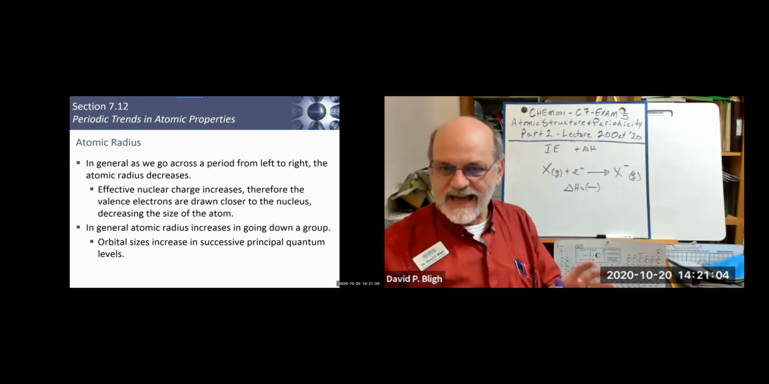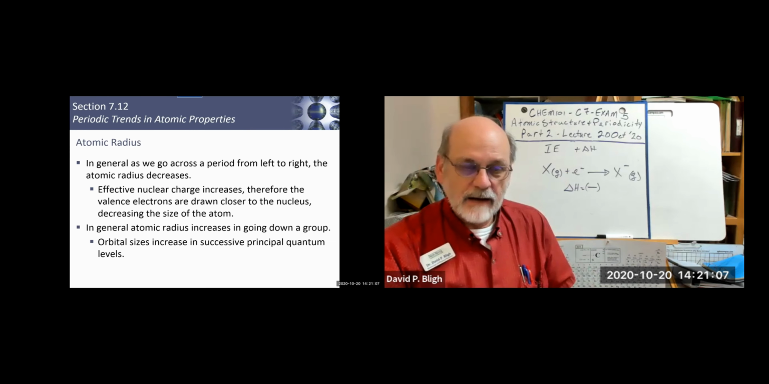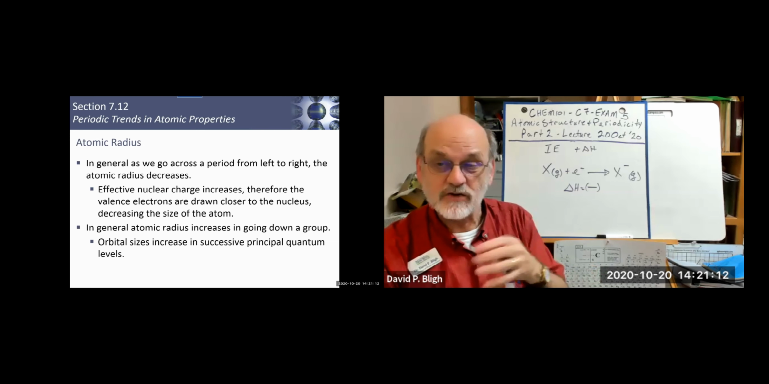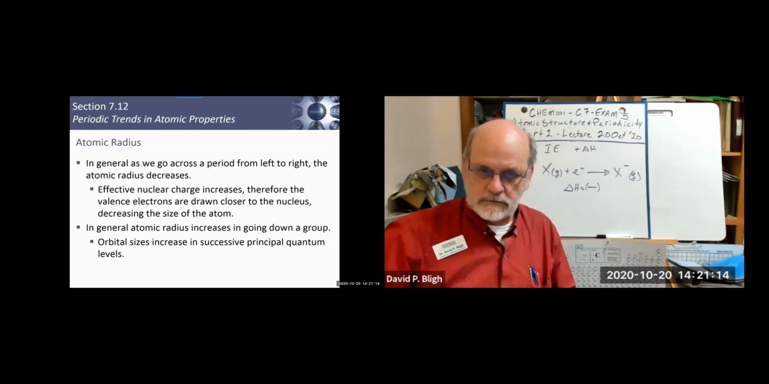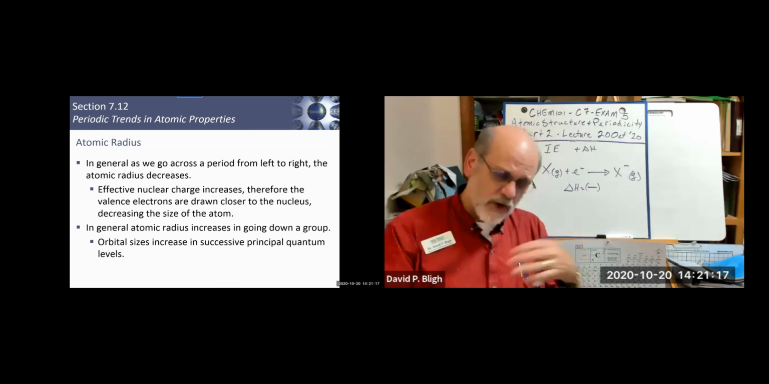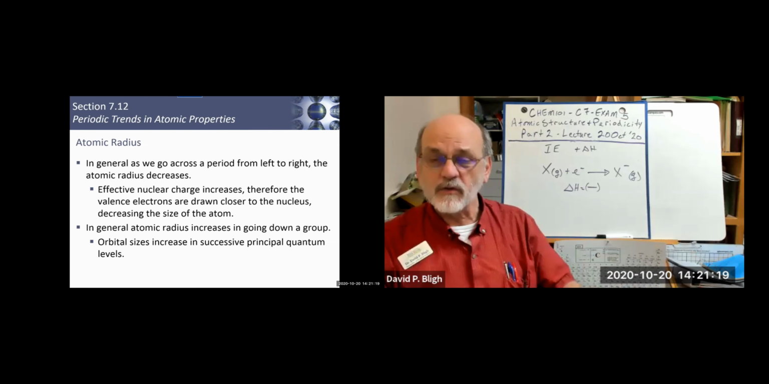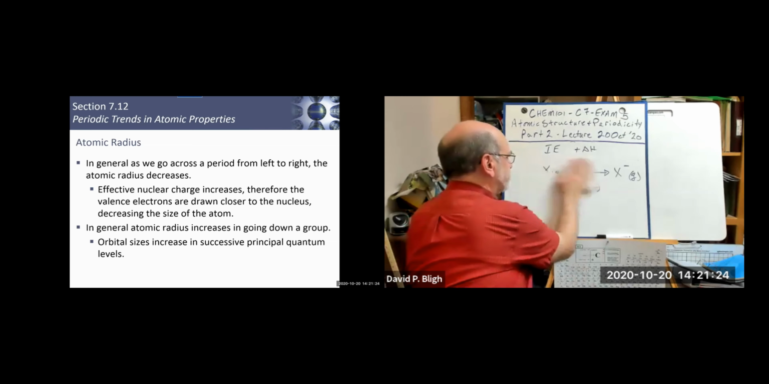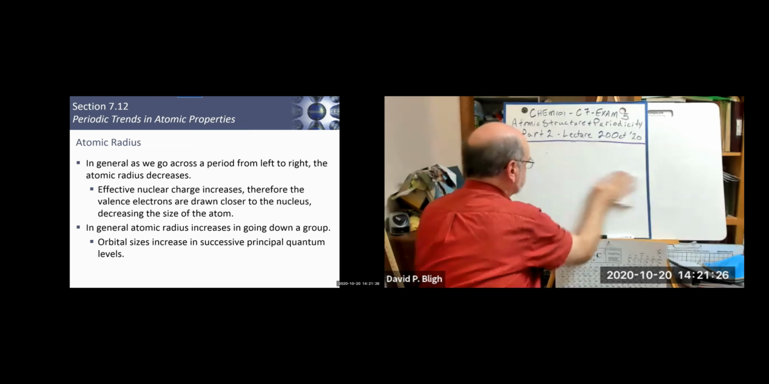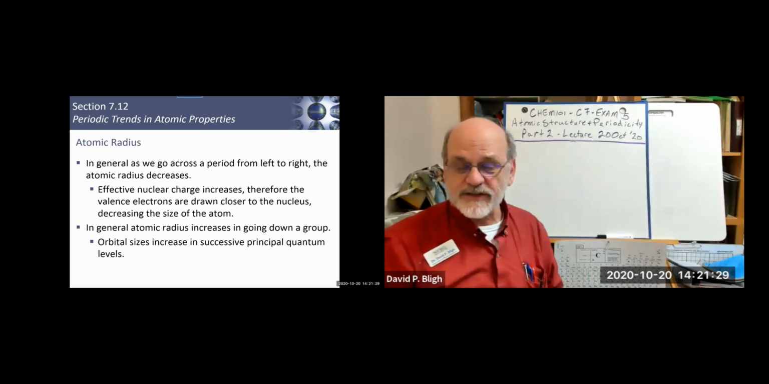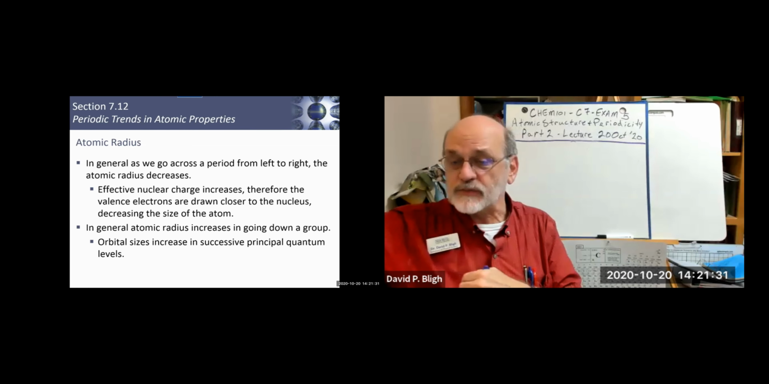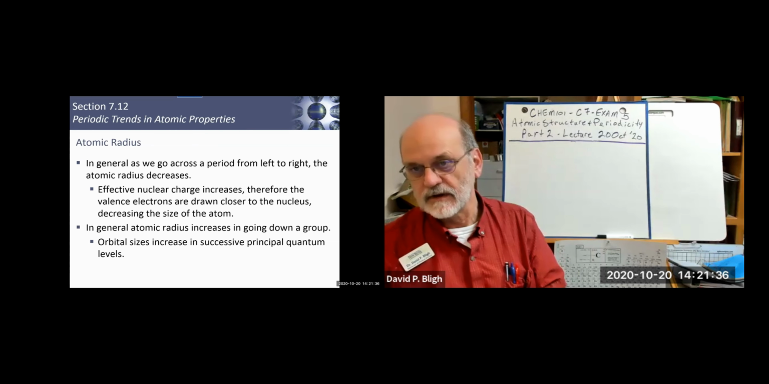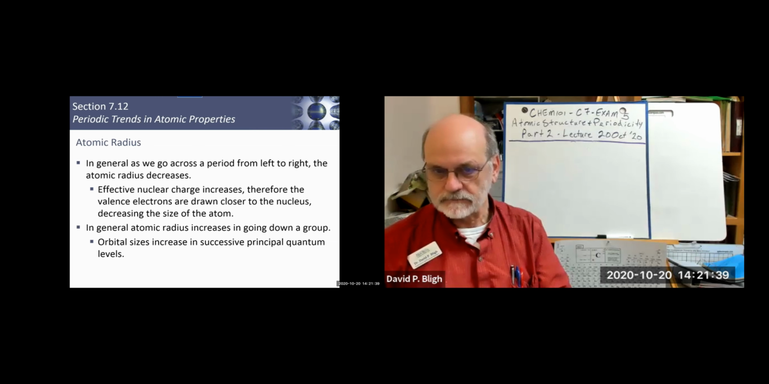Okay, atomic radius is the last one. And all we can do is say what the trend is and then try to rationalize it. In general, as we go from left to right, the atomic radius decreases. So what do we mean by atomic radius? The distance from the center of the nucleus to the outermost expression of electron density. That's atomic radius. And we're talking about a neutral atom.